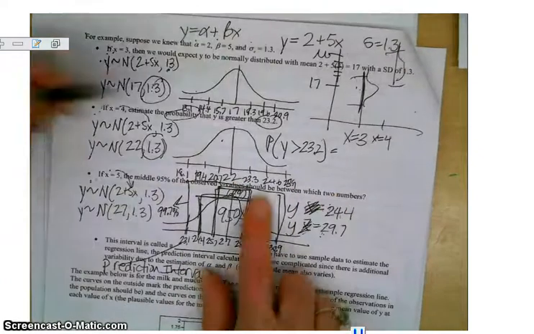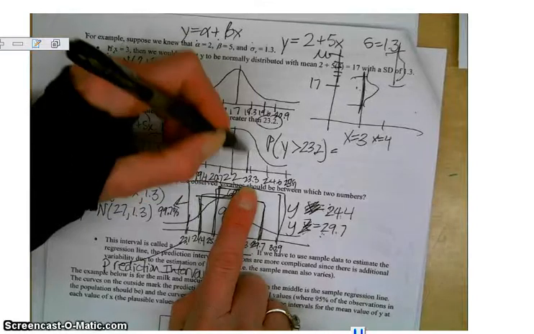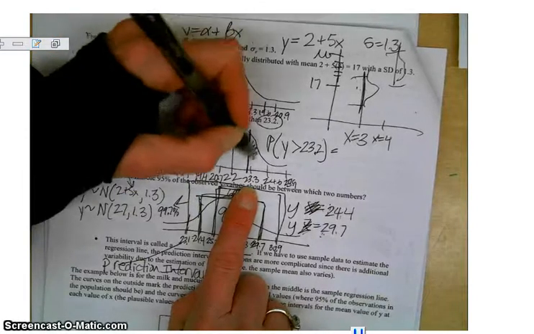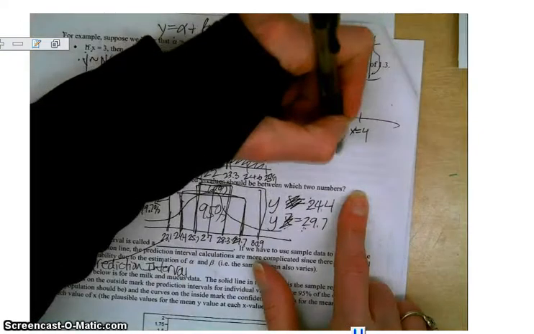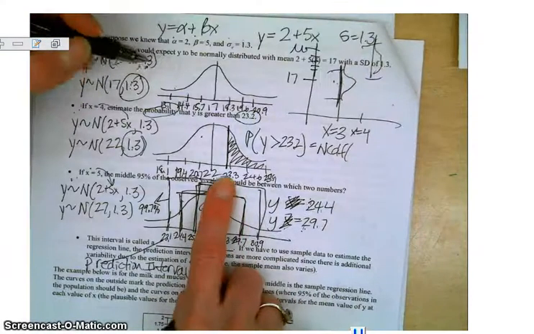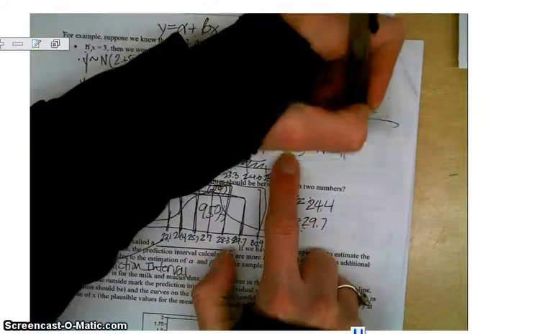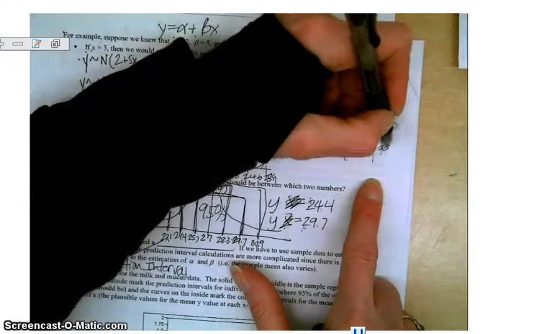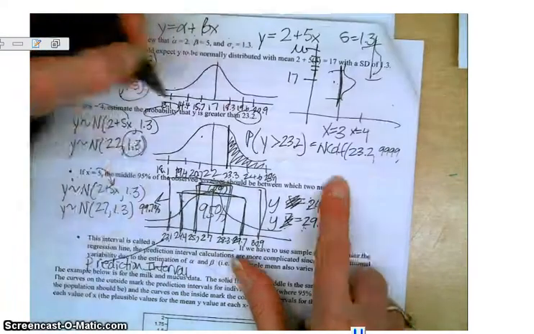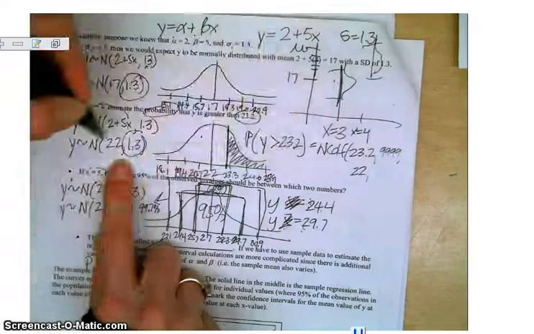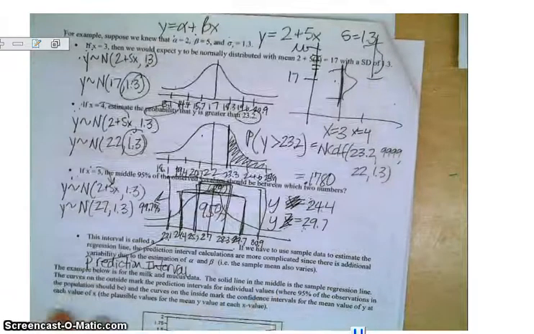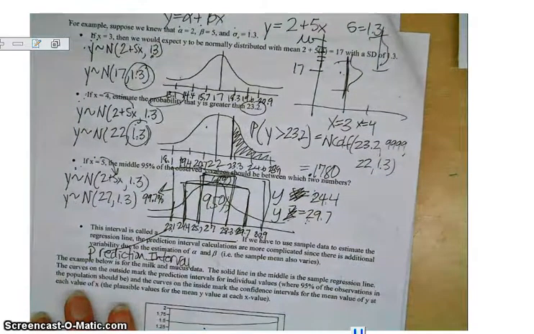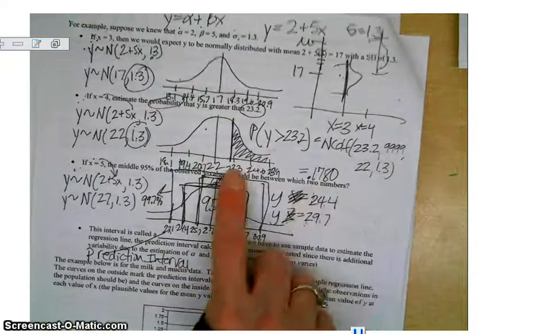Yes, we do. So 23.2 is right about there, and I want to know the probability that it's greater than that. So I can just do normalcdf, and then I type in my lower bound. What's my lower bound? 23.2. My upper bound is infinity, so some 9s, and then my mean is 22, and my standard deviation is 1.3. If you do that, I believe you get 0.1780. So the probability that you get something greater than 23.2 is about 18%.